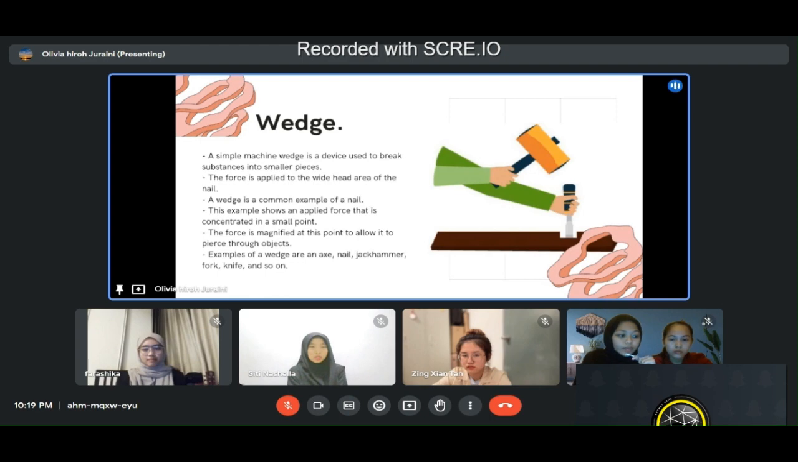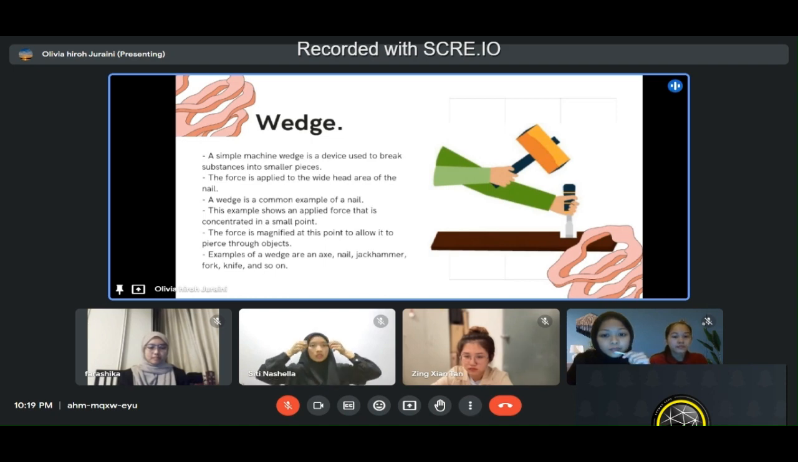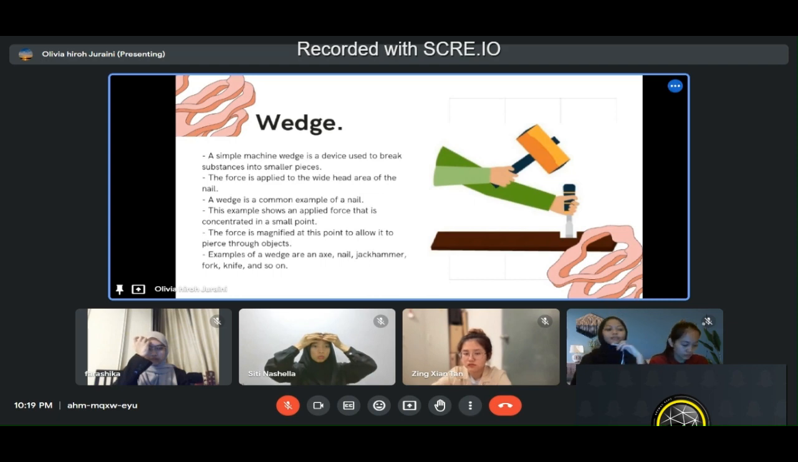This example shows an applied force that is concentrated in a small point. The force is magnified at this point to allow it to pierce the object. For example, a wedge, a nail, a jackhammer, a fork, a knife, and so on.